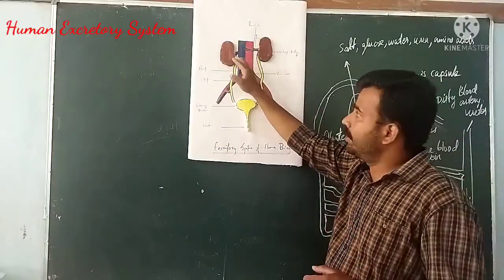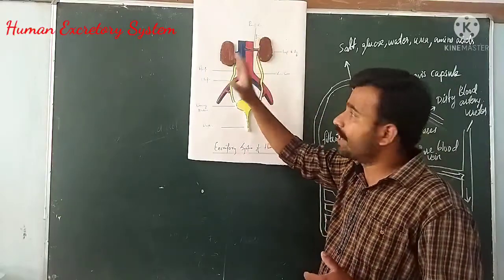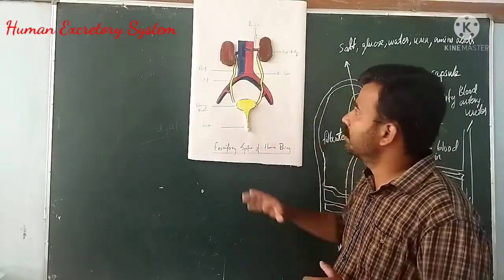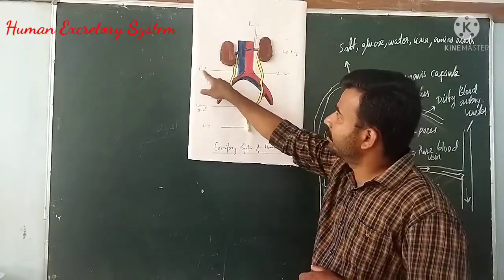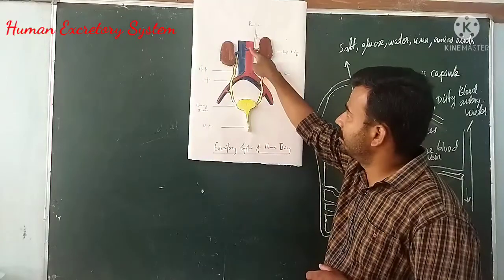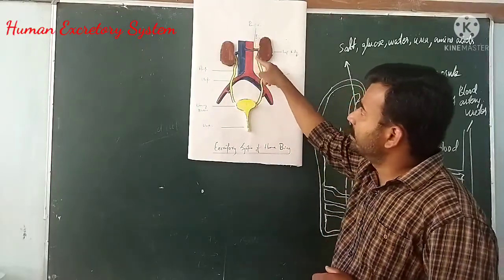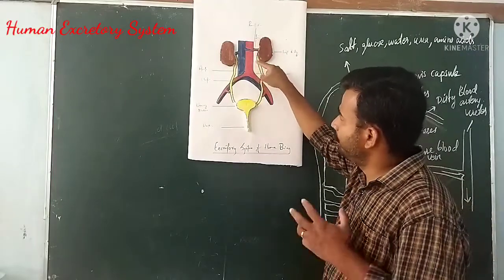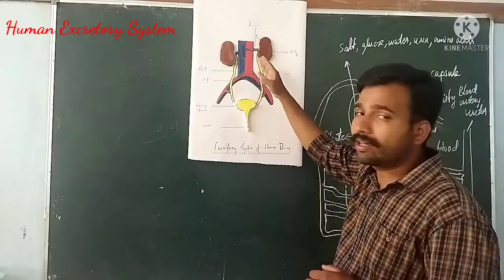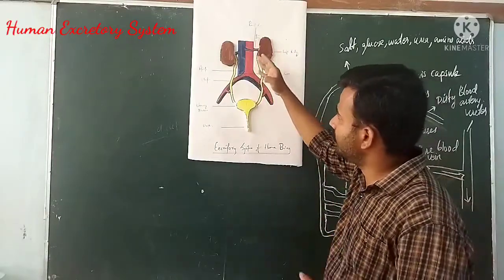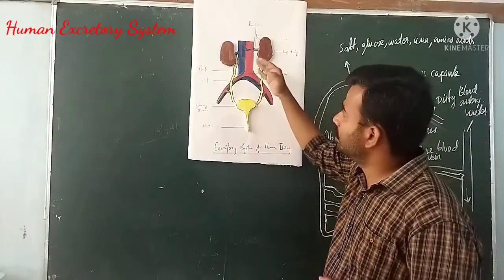We already studied in the circulatory system that there are arteries and veins. The major blood vessel that carries oxygenated blood is called the aorta. Here you can see the red colored blood vessel, that is the aorta. Even though the blood flowing through the aorta is pure, it may contain salts, urea and uric acid.